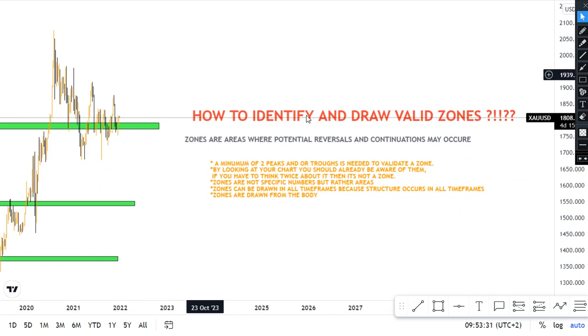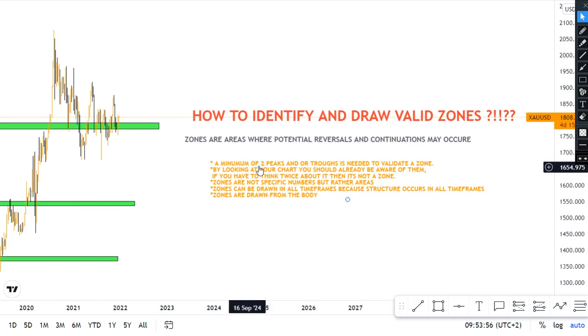So I say, how to identify and draw valid zones. That's a question that you probably have because you're viewing this channel. Zones are areas where potential reversals and continuations may occur. It's a game of probabilities. There's nothing guaranteed, so hence I say potential and I say may. I don't say it's a place where price is definitely going to react. I say it's a potential level where price may, right?